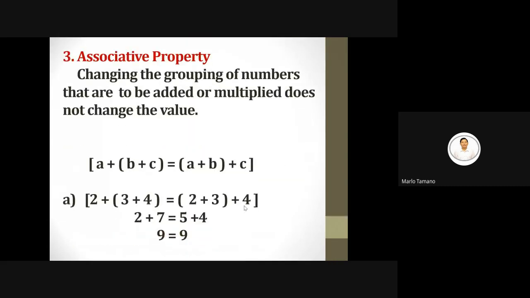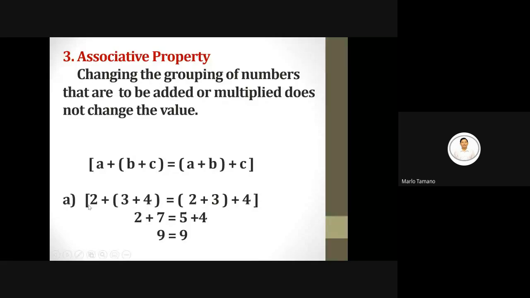Next, we have here number 3, associative property. Changing the grouping of numbers that are to be added or multiplied does not change the value. So this is the form: A plus quantity B plus C is equal to quantity A plus B plus C. So B plus C is grouped, and at the right side, A plus B is grouped. Now, let us see that their values are not affected.